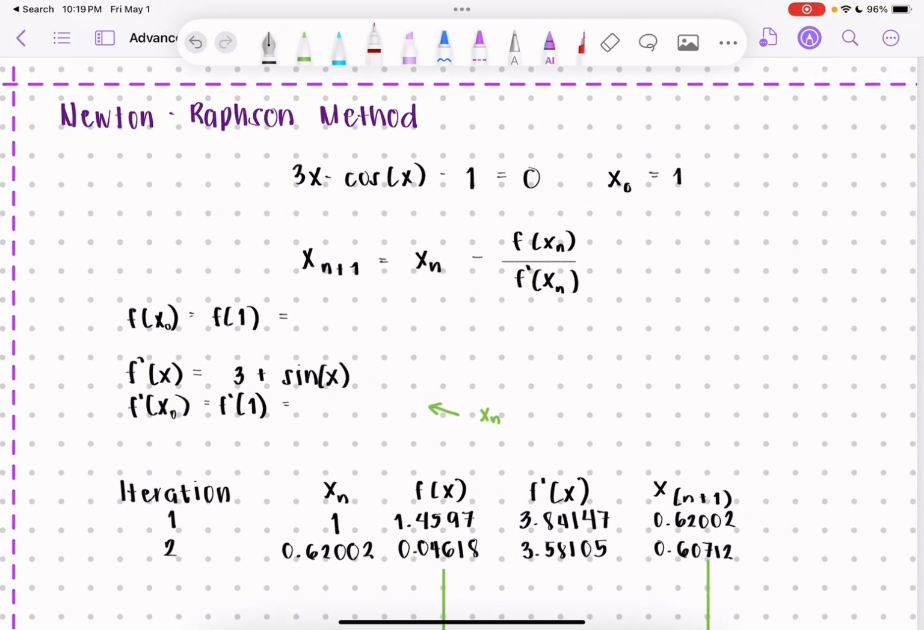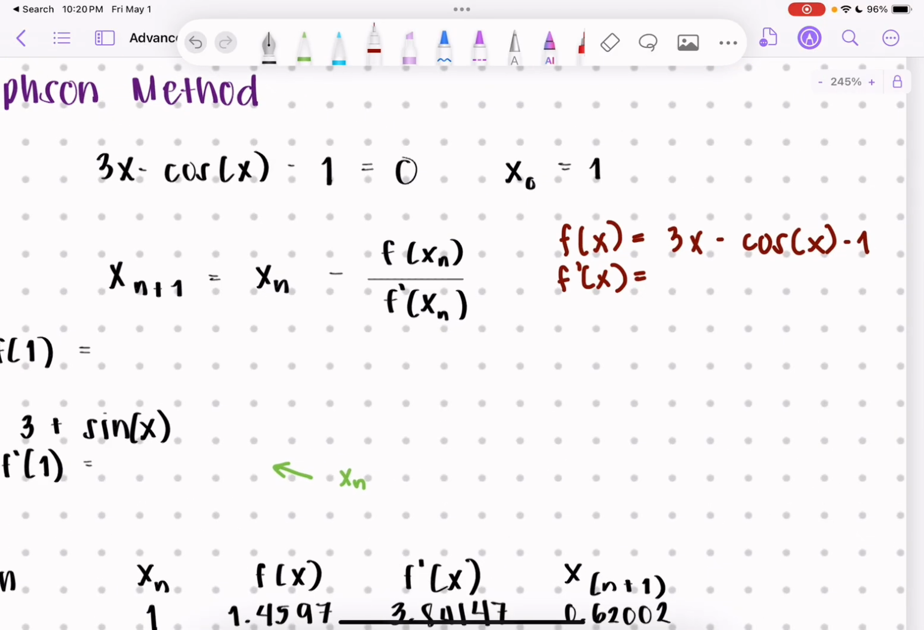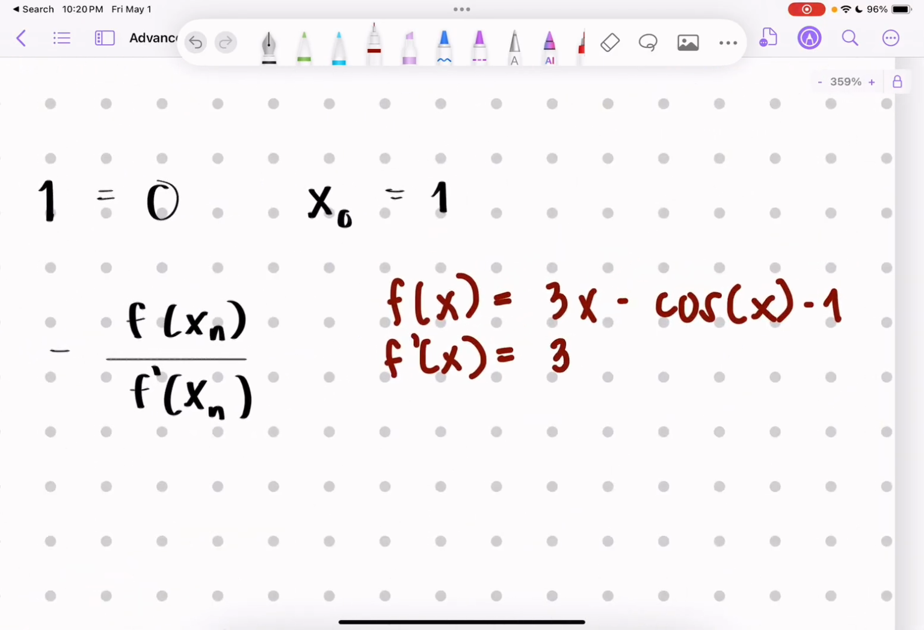So let me write that one. That would be f of x is equal to 3x minus cosine of x minus 1. Now for our f prime of x sub n, that would be the derivative of our f of x. So that would be 3. The derivative of cosine of x is negative sine x, and you multiply the negative to the negative sign here, that would be positive.